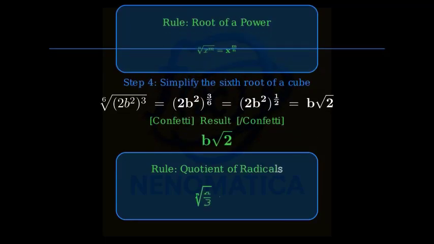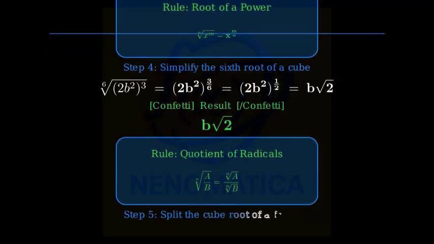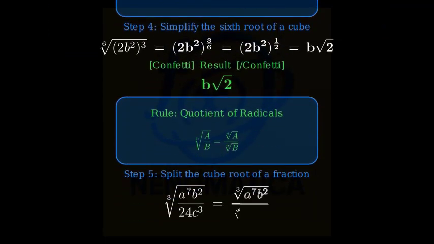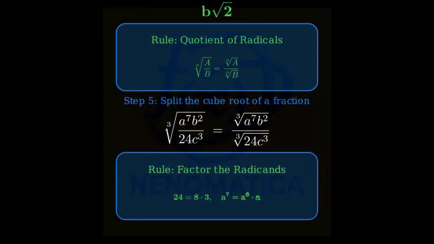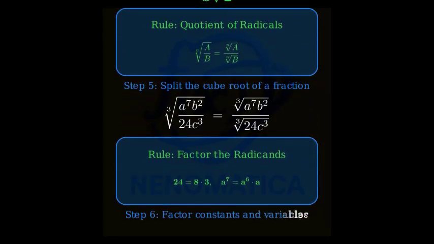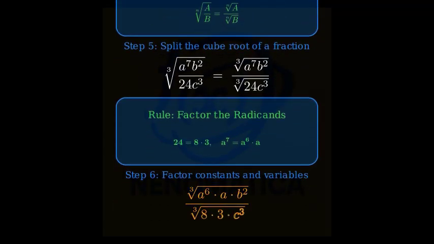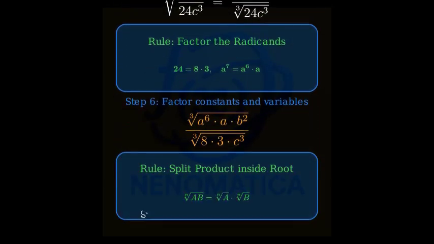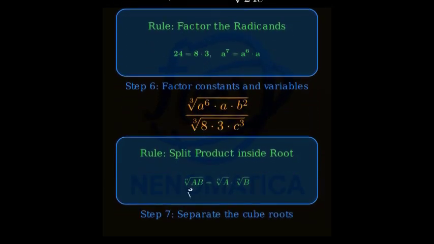Now, we simplify the second expression, keeping the step structure from the image. Rule: quotient of radicals. Step 5. Write the cube root of a fraction as a quotient of cube roots. Rule: factorization of radicands. Step 6. Factor 24 as 8 times 3, and a to the 7th as a to the 6th times a. Rule: product of radicals equals radical of a product, and vice versa.